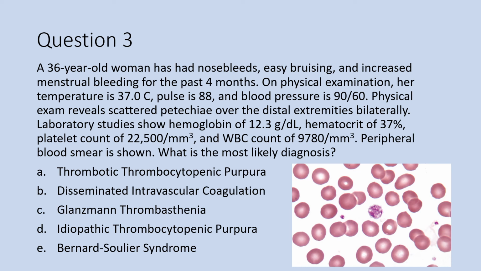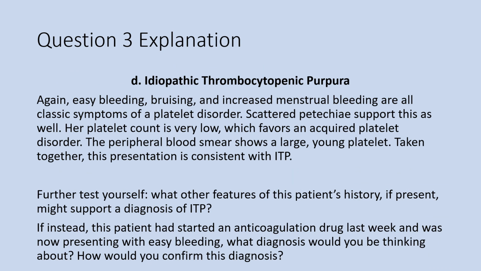And what is the most likely diagnosis? A, thrombotic thrombocytopenic purpura, B, disseminated intravascular coagulation, C, Glanzmann thrombasthenia, D, idiopathic thrombocytopenic purpura, or E, Bernard-Soulier syndrome. Pause if you need to. The answer for question 3 is D, idiopathic thrombocytopenic purpura.